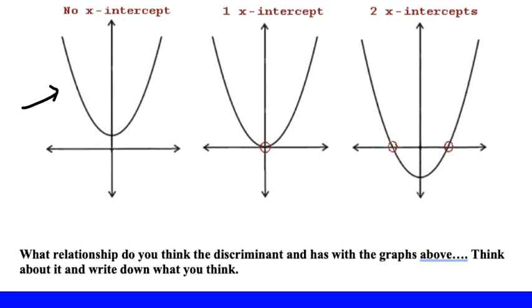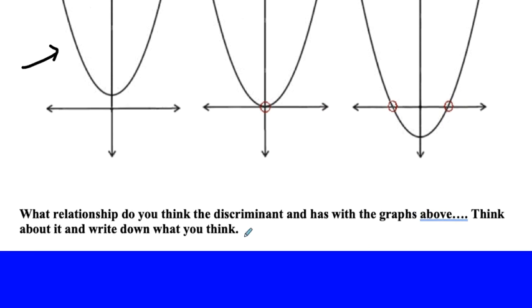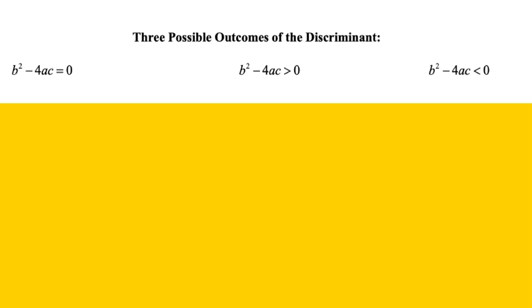Okay, so today you worked on what relationship you think the discriminant has with these graphs. I want you to think about it a second. We've already talked about it a little bit, so go ahead and write down what you think. And then I'm going to recap. Okay, so the three possible outcomes are we can have a situation where the discriminant value equals 0. So when the discriminant is equal to 0, let's think about that for a second.